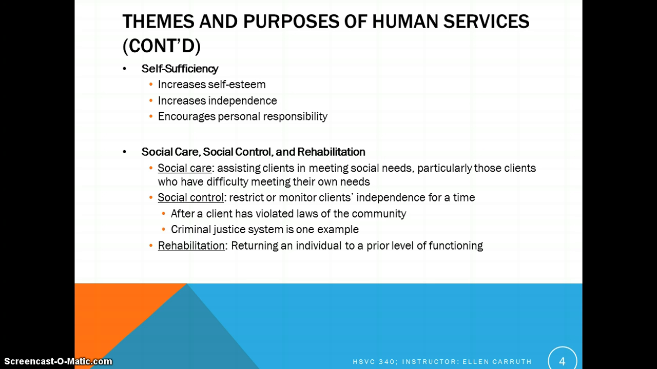Finally, there are times that people cannot meet their own needs due to crisis, social circumstances, or even accidents. For these clients, human service professionals work to assist the client in returning to their previous levels of functioning through rehabilitation.